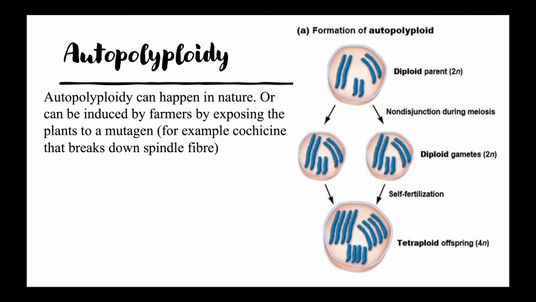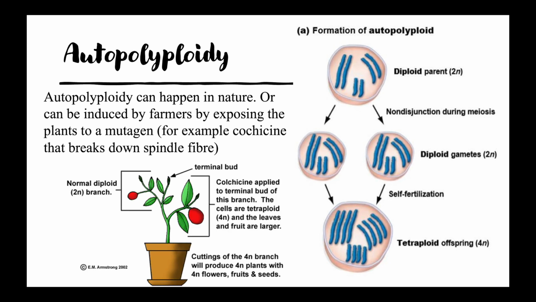This will then result in the second generation becoming tetraploid. Besides happening naturally, autopolyploidy can also be induced by farmers by exposing the plants to a mutagen, for example, colchicine, which breaks down spindle fibers. For example, like this image.